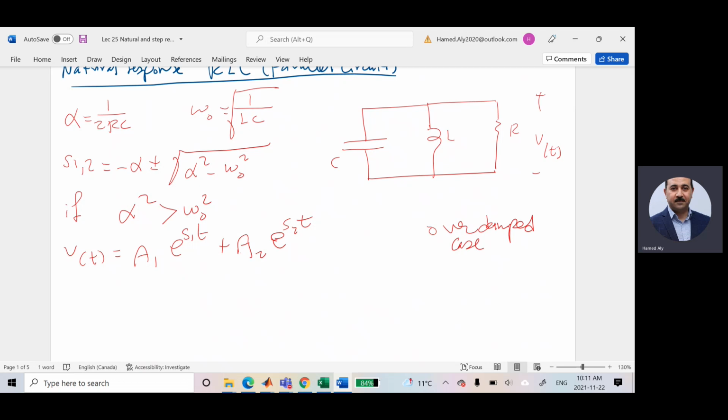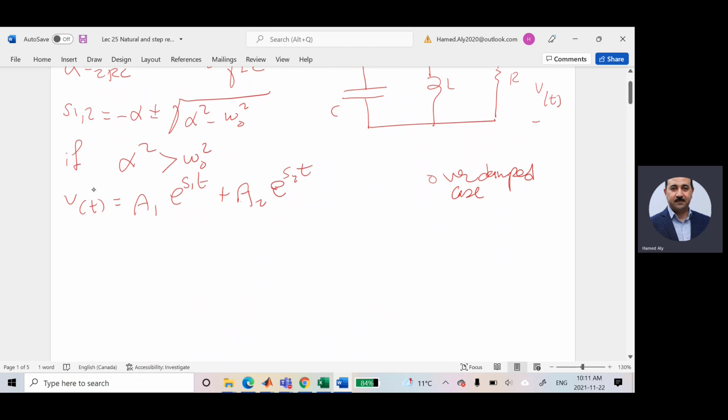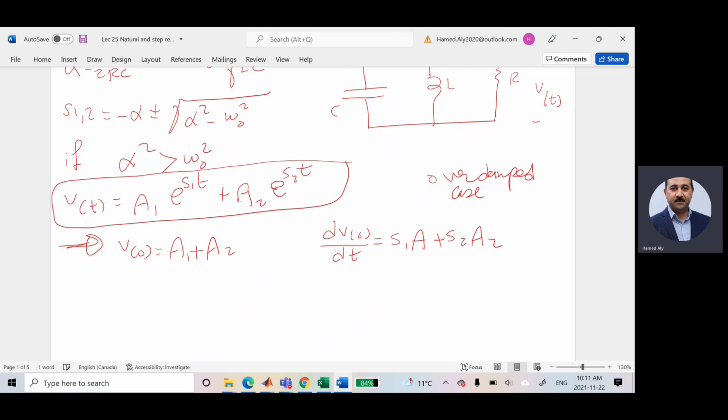And how to find A1 and A2? We are finding them from the initial conditions. We will say V of 0 is equal to A1 plus A2. And also dV of 0 by dt should be equal to S1 A1 plus S2 A2. Then solve these two equations for finding A1 and A2. And this will be my solution, and this is the end of the story. This is V0 positive.